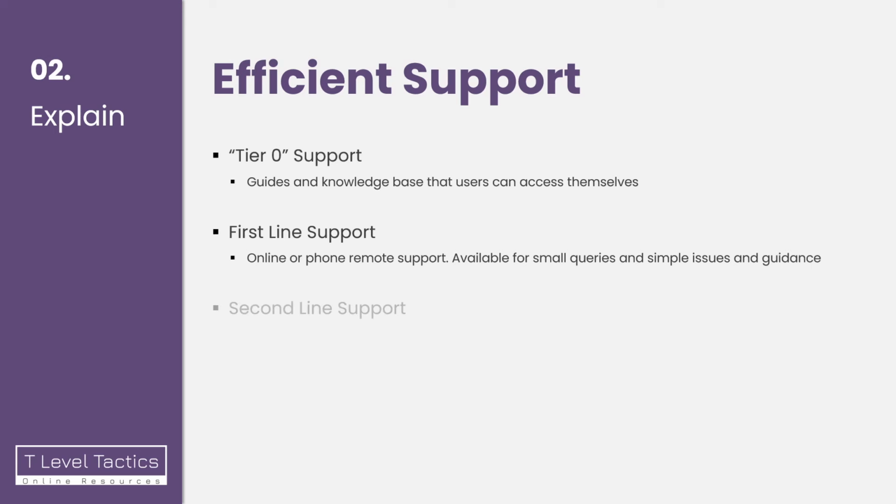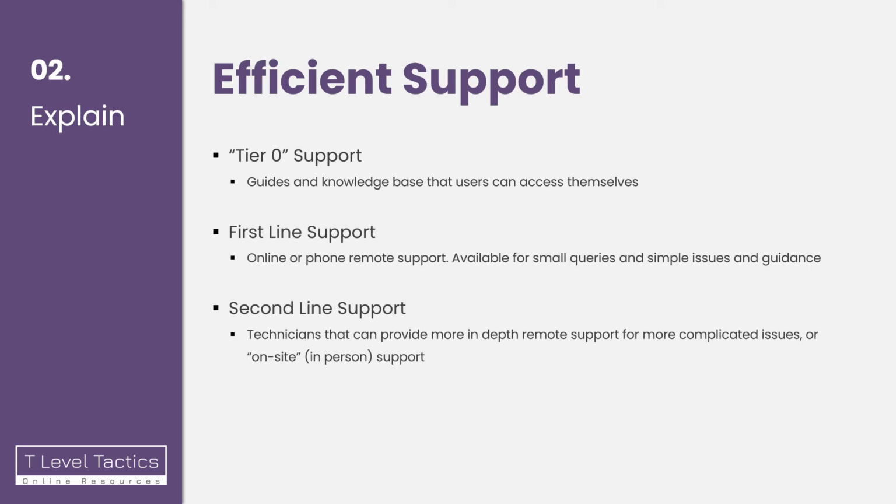The next one being second line support. And this is where you'll find technicians and engineers that can provide more in-depth support for more complicated issues, or potentially on-site, in-person support for the user. Now, sometimes problems and issues can be even bigger than that, and there could be a larger problem with a product or service that we're providing. And that's where third line support comes in. This is for those in-depth, quite complicated issues, and where we may need to involve a system designer or administrator.